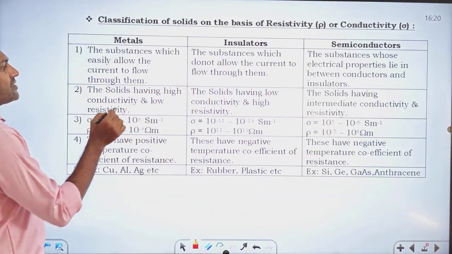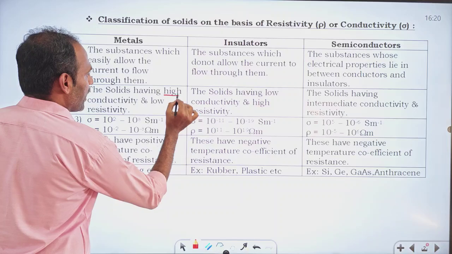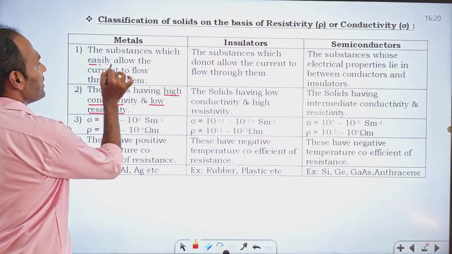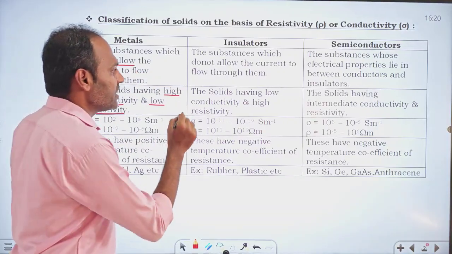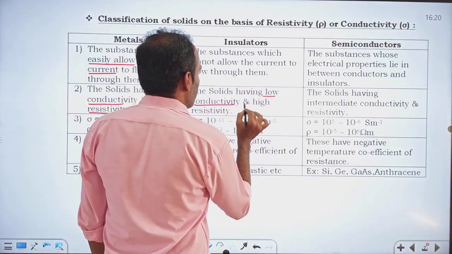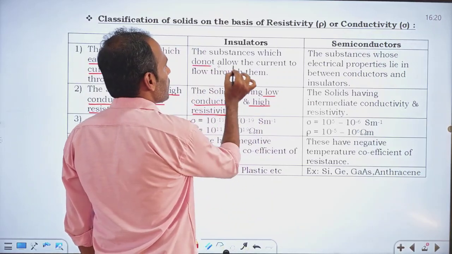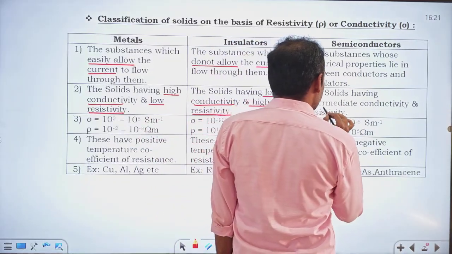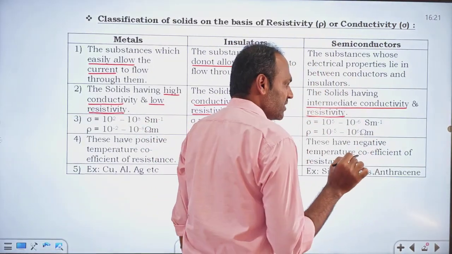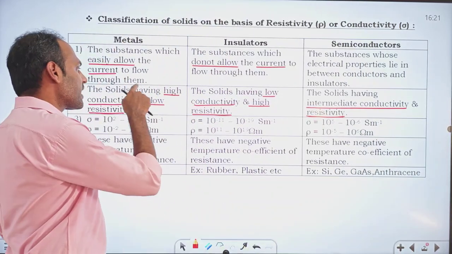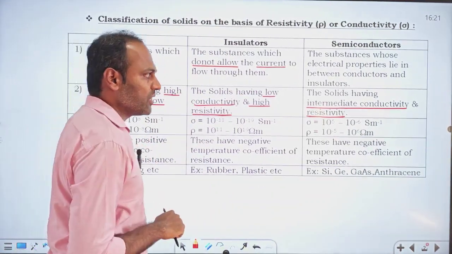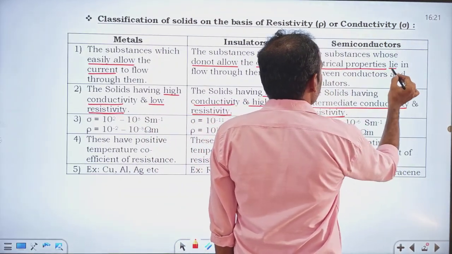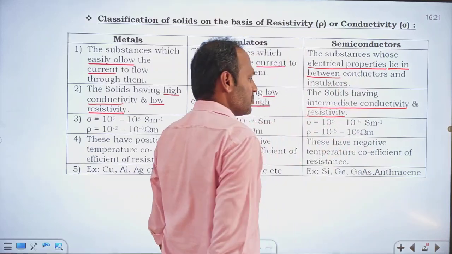We know very well metals have high conductivity and low resistivity. That's why they easily allow the current to flow, right? Insulators have low conductivity and high resistivity. That's why they do not allow the current to flow through insulators. Semiconductors have intermediate conductivity and resistivity. Intermediate means medium, a middle value, not as high as that of metals, nor as low as that of insulators. That's why the electrical properties of semiconductors lie in between conductors and insulators.